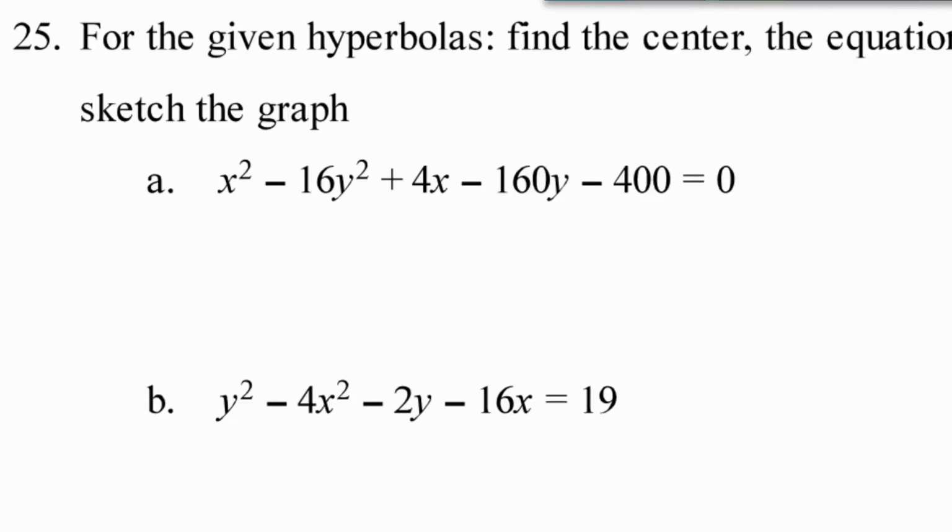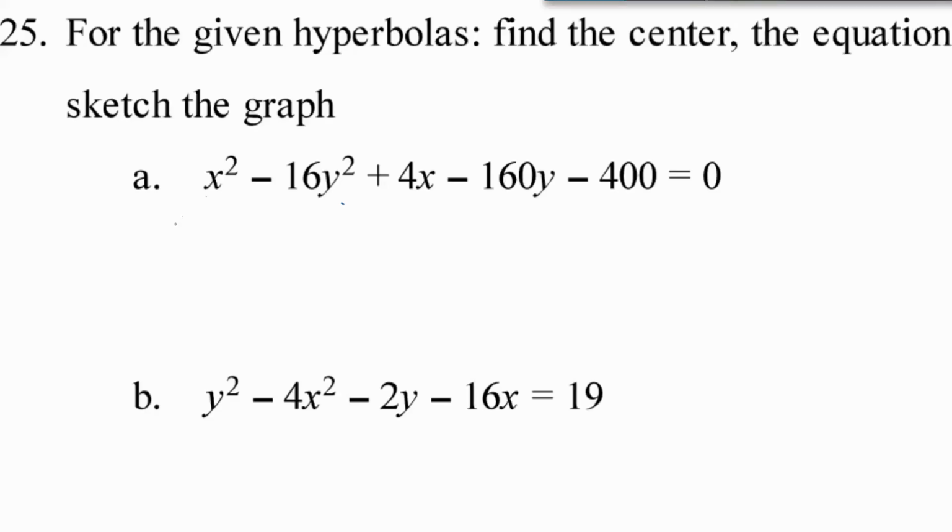In 25, we are talking about hyperbolas, finding center, equations of asymptotes, coordinates of foci, and sketching the graph. So let's look at A. We know it's a hyperbola because we got an x squared and a y squared with a minus on one of them, or they have a sign change. So we're good there. So we got to complete the square twice again.